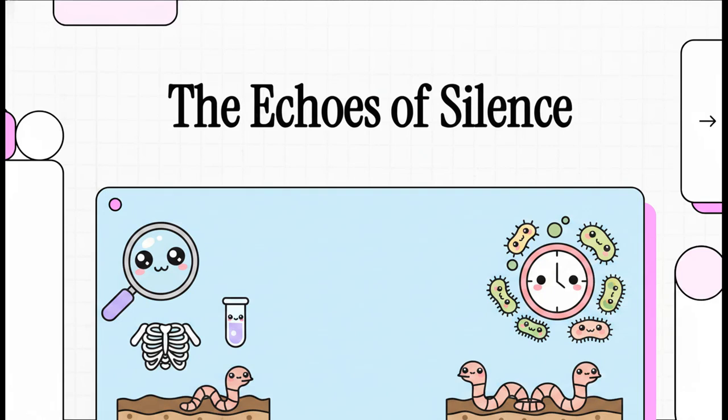Welcome to this explainer. I am absolutely thrilled to guide you through a truly fascinating scientific journey today. We are pulling directly from the 2026 premium edition of the Forensic Medicine textbook to explore Chapter 2, The Echoes of Silence. We're going to unpack the biological timeline of death, specifically looking at forensic thanatology, postmortem changes, and decomposition.